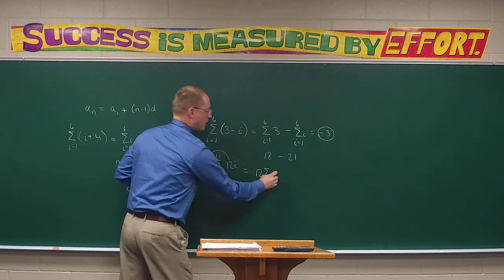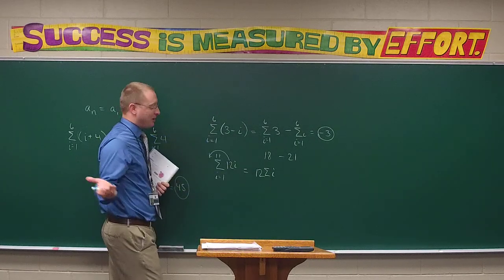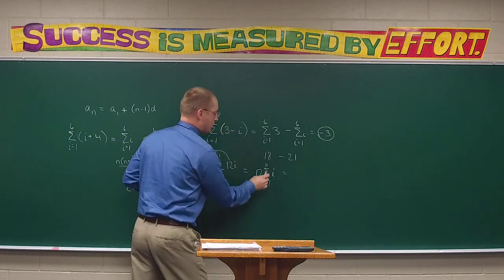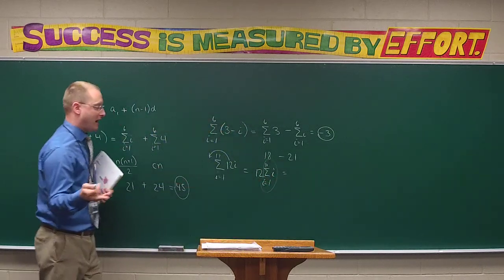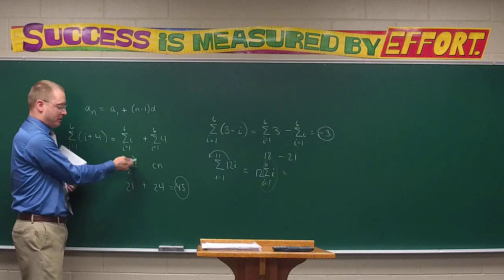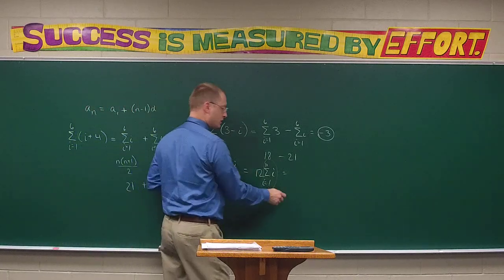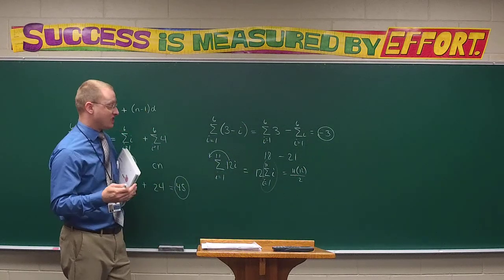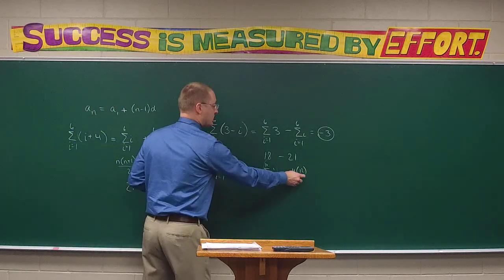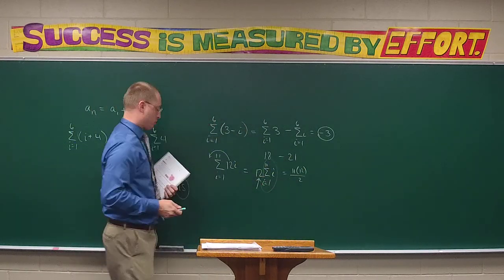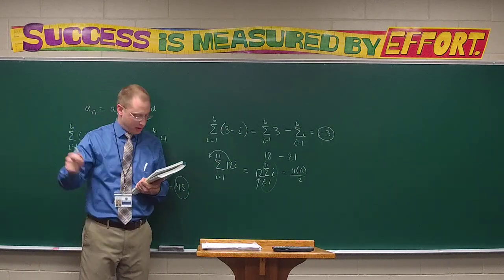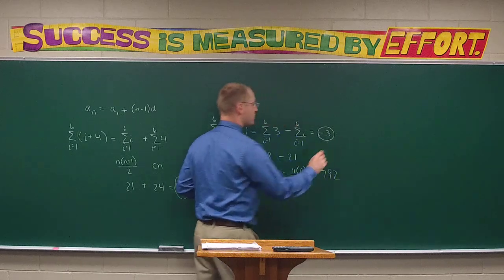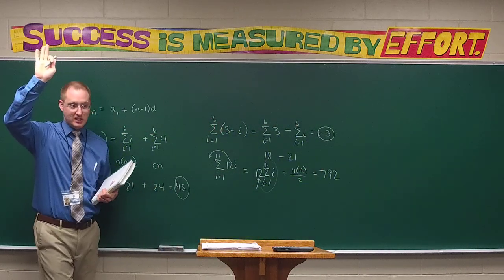There we go. 12 times the series of i from 1 to 11. We start by just finding the series of i from 1 to 11. Formula again, n times n plus 1 over 2 for consecutive integers. So 11 times 12 all over 2. And of course, that gives us initially 66, but then we multiply the 12 by the 66 to get a nice big number, 792.